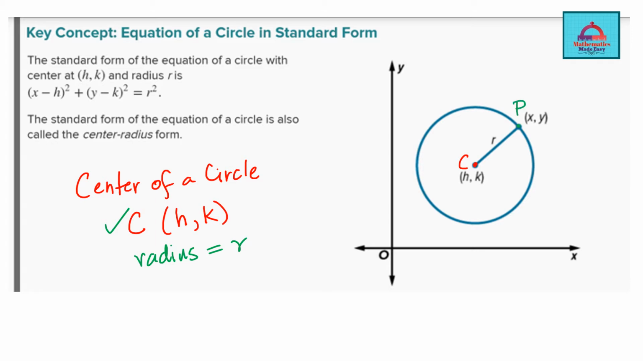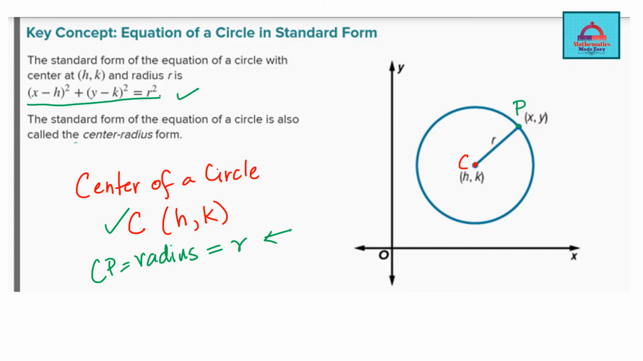So if any point P is on the boundary of the circle, on the circumference of the circle, denoted by the point x comma y, then CP is equal to r, which is the radius here, and this length of the line segment CP, or your radius, will give you the equation of the circle in standard form. You will be given the center of the circle in the question, you will be given the radius, and you have to put them using this formula in the standard form.